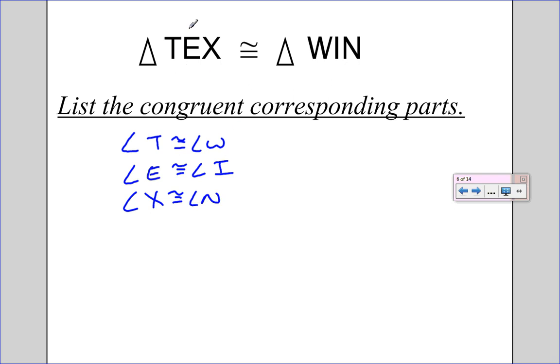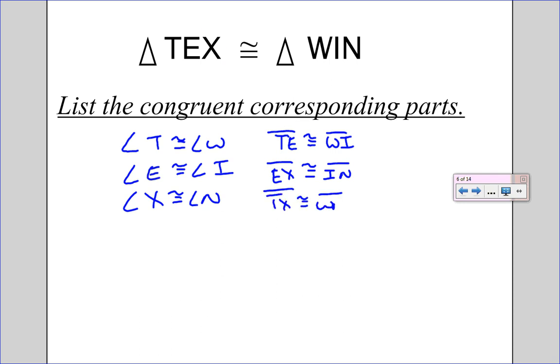For segments, if you look at the first two, they're TE, and that should be congruent to WI. If you look at the second and third letters, that's EX is congruent to IN. And finally, we know that there's three sides to a triangle, so the first and the third letter would be TX is congruent to WN. So those are the congruent corresponding parts.